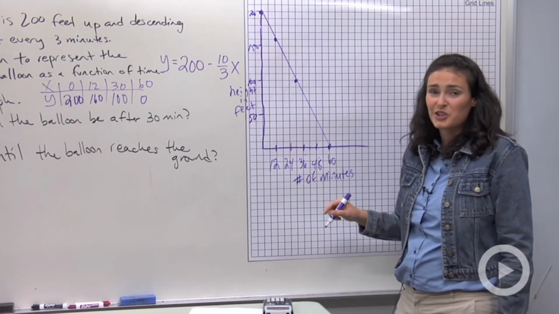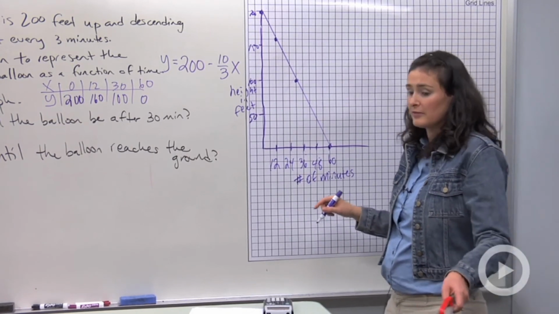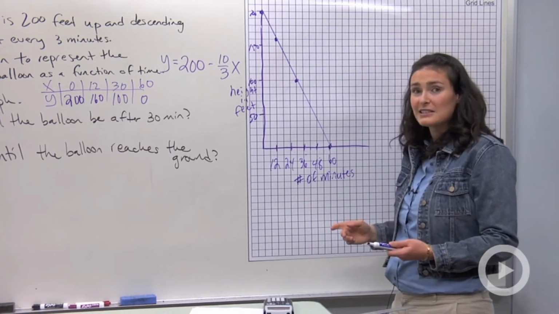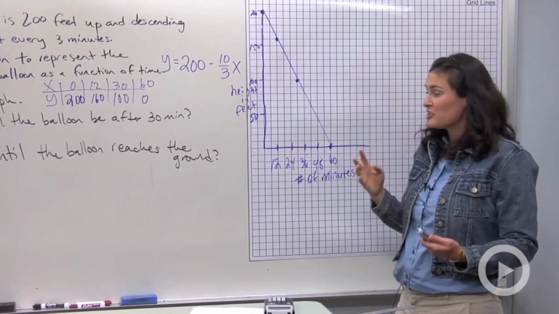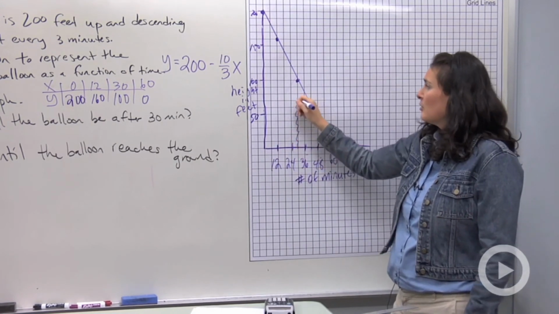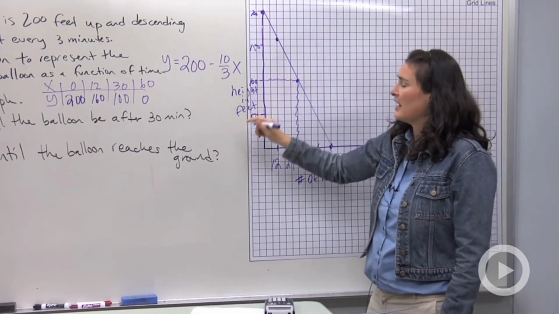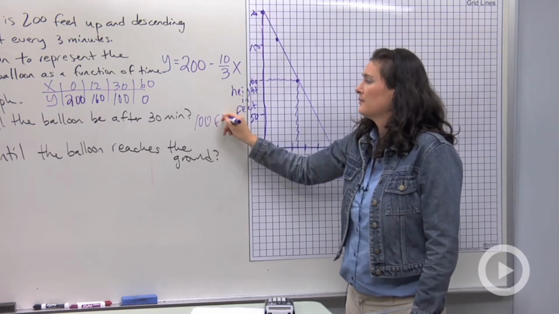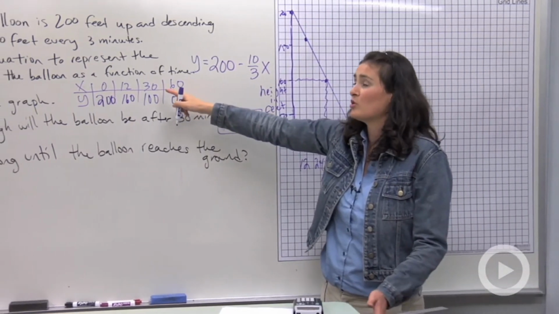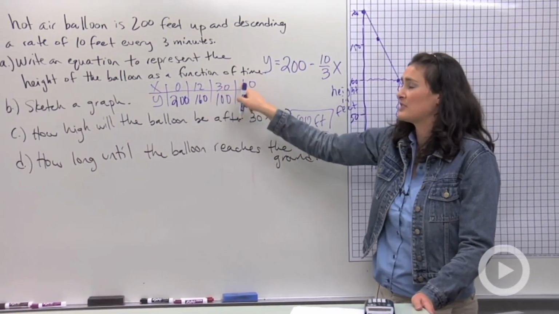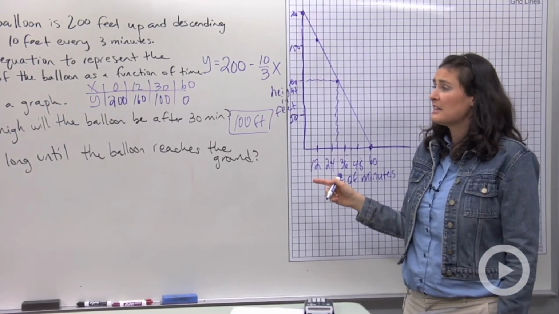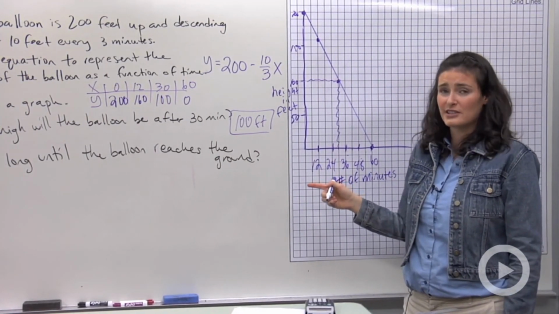Here comes part C. These are going to be a lot quicker now that I have a good graph. Part C, how high will the balloon be after 30 minutes? This is why a good graph is super useful. I can just look on my graph and say, oh, 30 minutes, the balloon is 100 feet high. Another way I could have found that out is by looking at my table. I was lucky, I chose 30 as one of my X values, and there it is, 100 feet high.